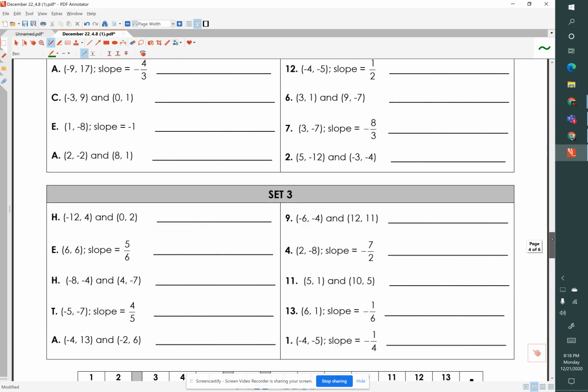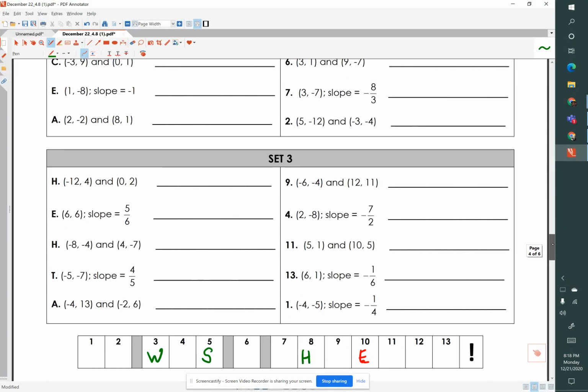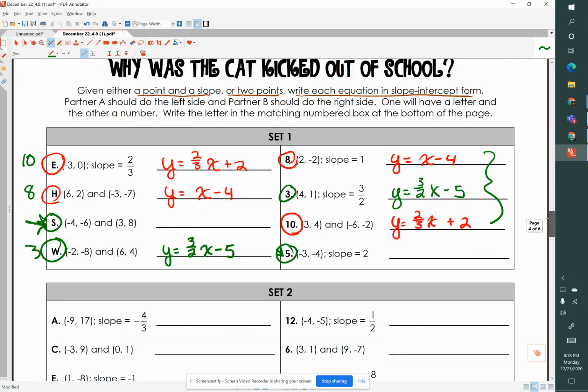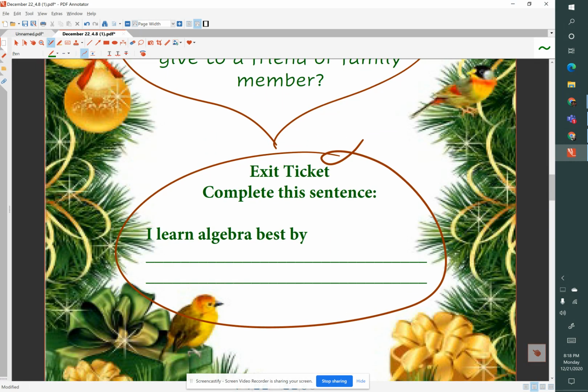So please go back. So now you won't have homework tonight. Make sure you finish this and make sure you complete your exit ticket, How You Learn Algebra Best.